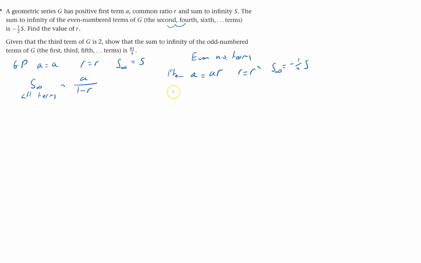So what I've got here now, sum to infinity of even numbered terms equals A, which is AR, over 1 minus R, but R is R squared. And that, we're told, equals minus a half S. And this one, we're told, equals S. So I've got to find out what R equals, and so therefore find the value of R. So I need to get rid of the S. The S, I know, is A over 1 minus R, so I can just substitute that in here.